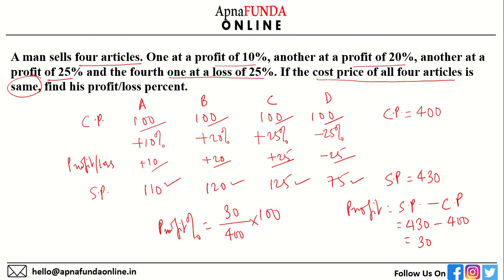I hope you are able to follow. 30 is my profit, 400 is my cost price, into 100. So the final answer is 7.5%. I hope you have solved along with me and this is the answer you will get. If you're not able to follow, please watch this again.